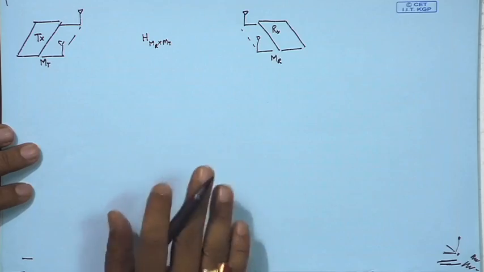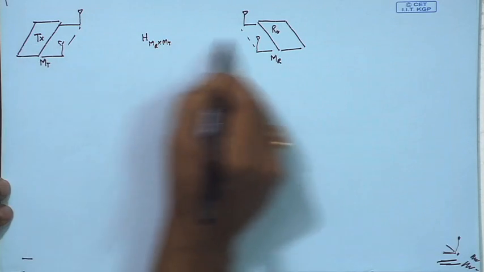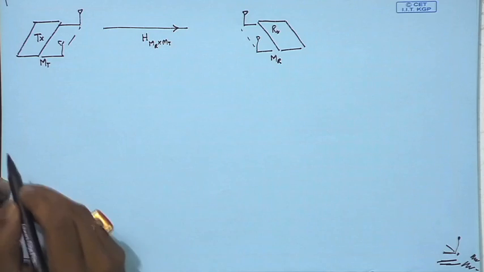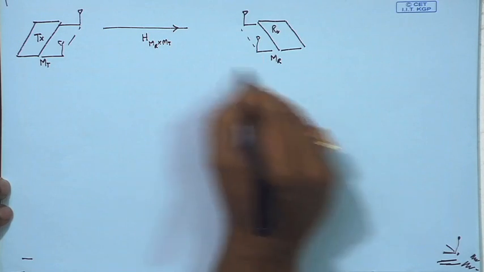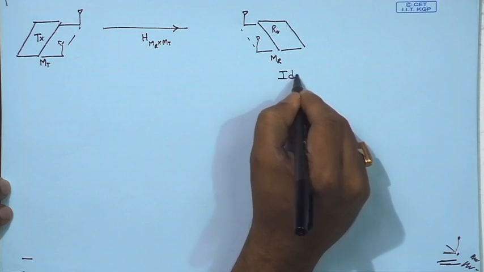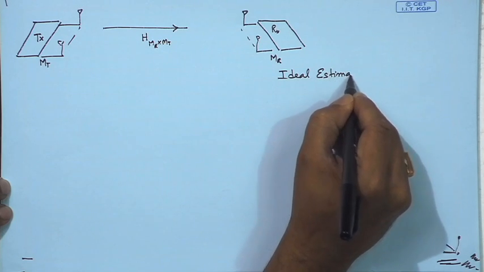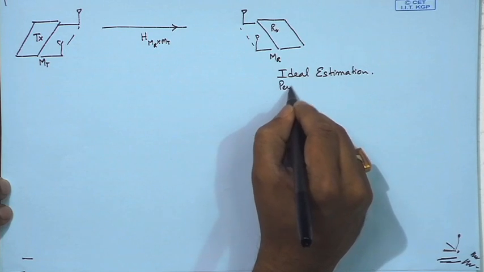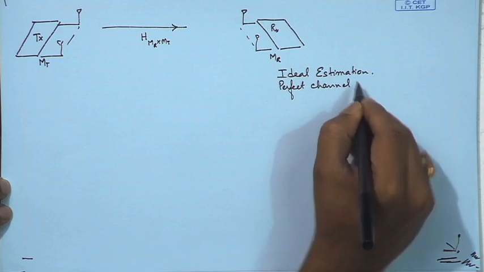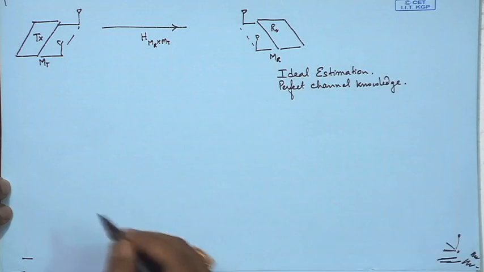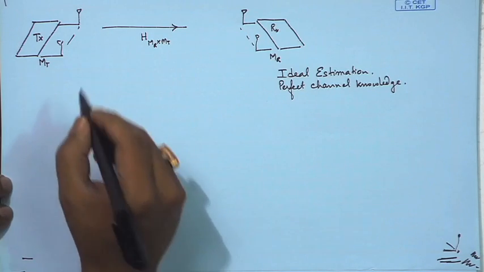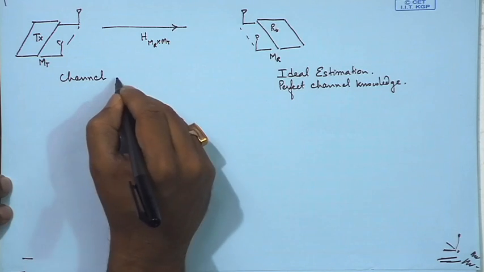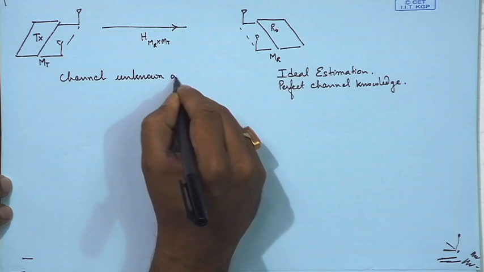Now we need to look at two different configurations. One configuration is when there is no channel state information available at the transmitter, and the second situation is when channel state information is available at the transmitter. In the first case, the transmission is from the source to the destination, all in this direction. As said in the previous lecture, the channel H will be assumed to be ideally estimated, that is, perfect channel knowledge. This first situation is usually analyzed under the case known as channel unknown at the transmitter.